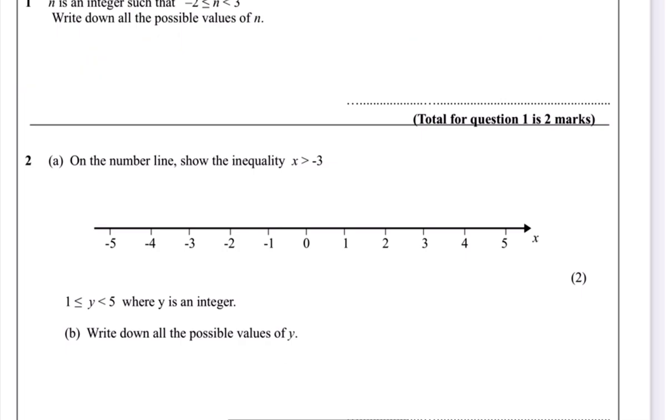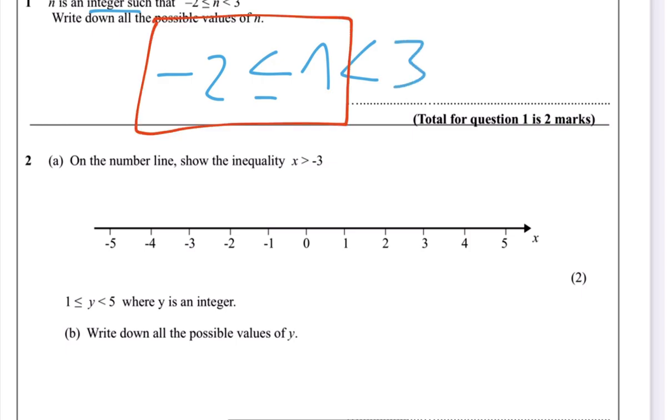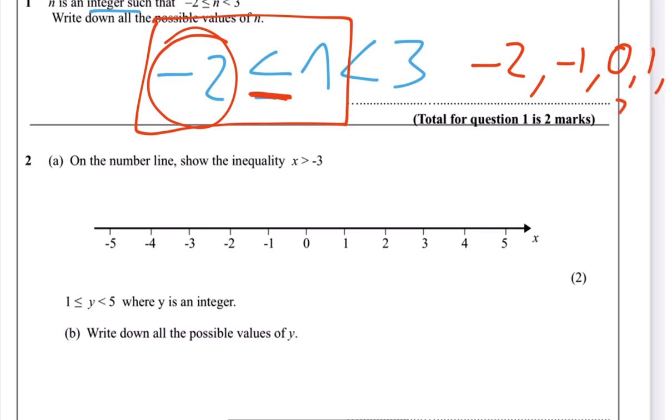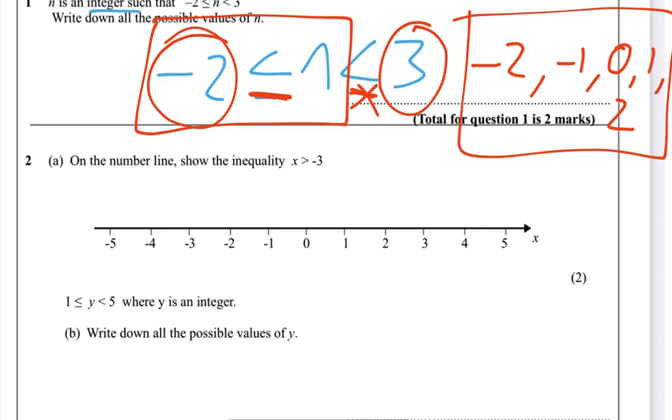So let's have a look at this then. N is an integer. Write down all the possible answers. Because you've got, let me rewrite this. Because you've got from the middle to the left, you've got the equal sign here, which means you include the -2. So -2, -1, keep going up, 0, 1, 2, but you can't include 3 because there is no equal sign at the bottom. So therefore, those are all your integers.